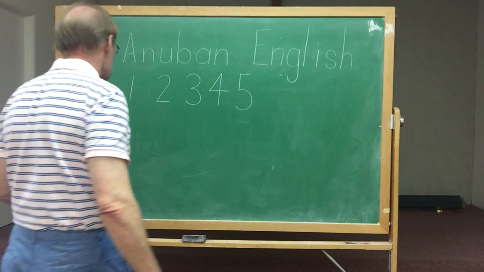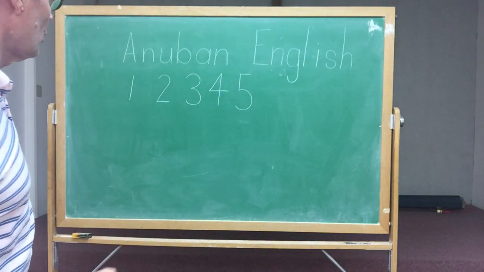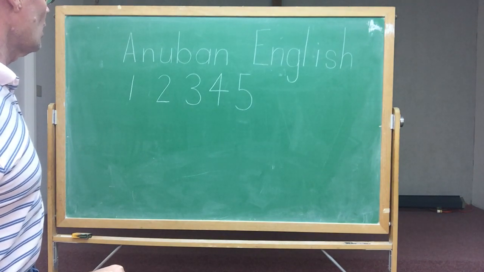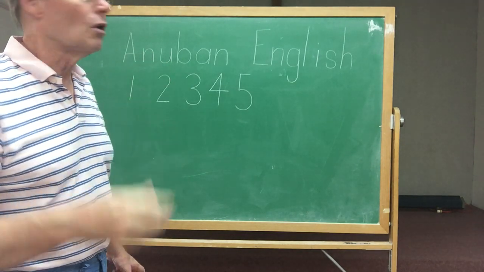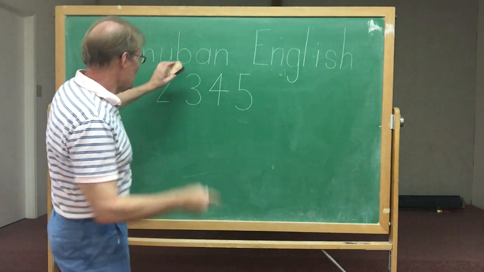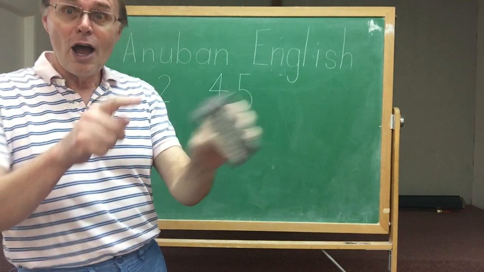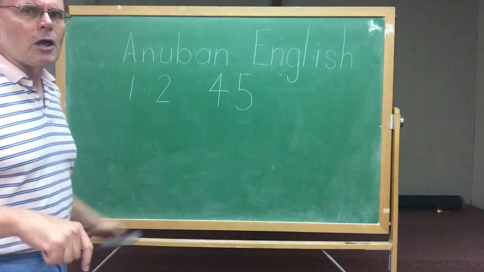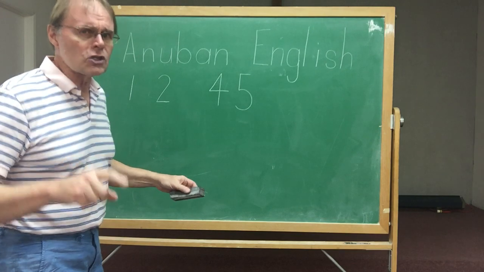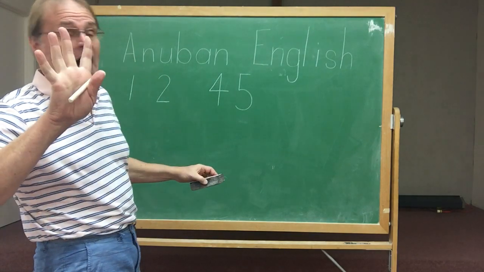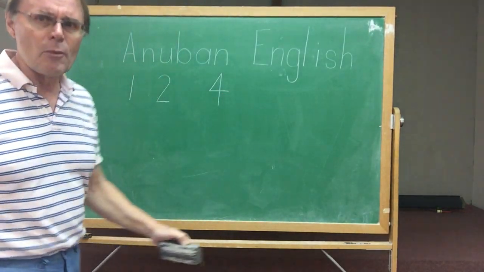Number five. So let's play a little game here. We're going to erase one of the numbers. Let's erase, let's see, one, two, three, four, or five. Which one should we do? Let's do number three. Goodbye, number three. Erase number three. With the eraser, I erase number three. The next one, drum roll. We're going to erase number five. Goodbye, five.